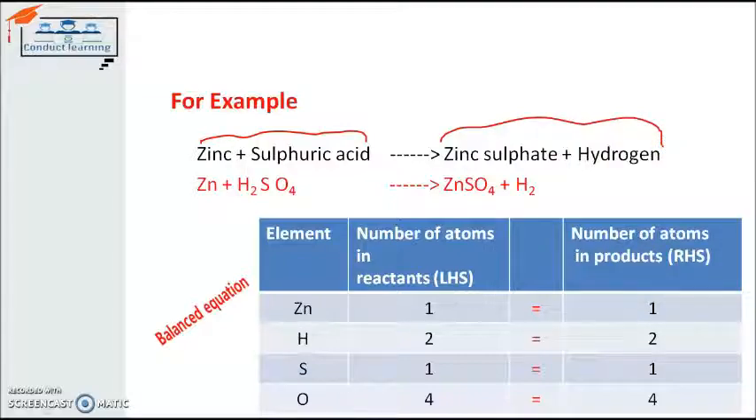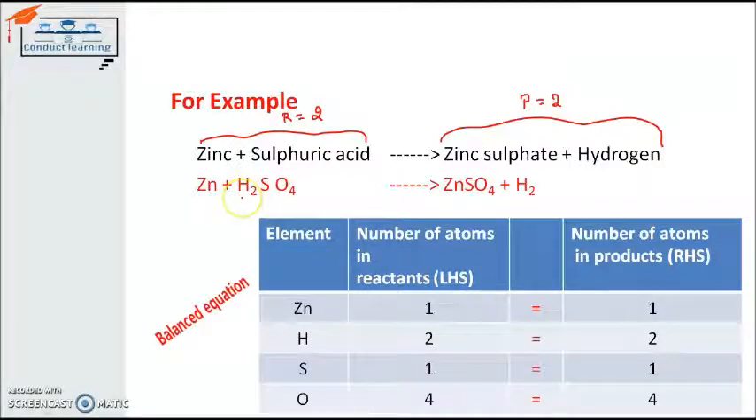In the previous equation we had two reactants but a single product. Here we have two reactants and two products. In this particular chemical equation, we have to find out whether the equation is balanced or not. So first of all we write the symbol for zinc, that is Zn, and for sulfuric acid, the chemical formula is H2SO4.